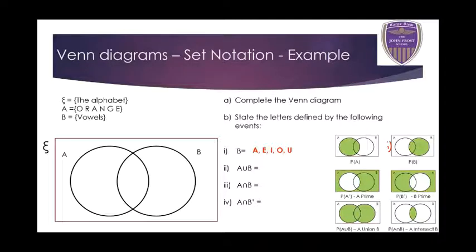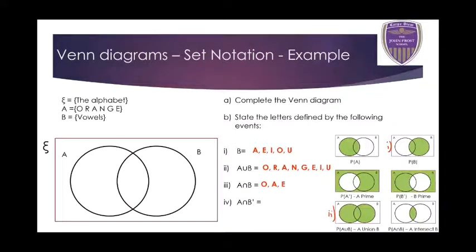The next one is A union B, which is this one. So what letters are in event A or event B? Well, it's going to be all the letters in orange and all the vowels. So we've got orange and I and U. The next one is A intersect B. So what letters are vowels and also in the word orange? Well, it's just going to be the vowels O, A, and E. Okay. So, and then the final one now, if we have A intersect not B.